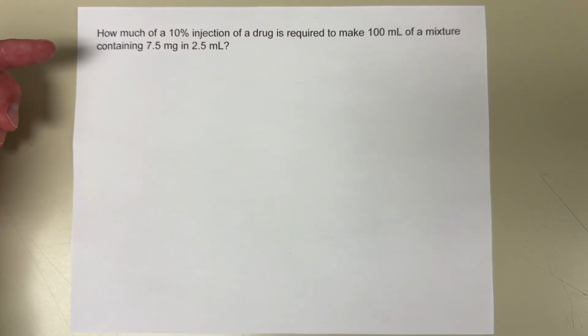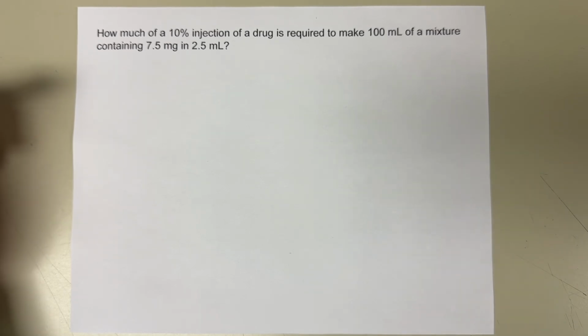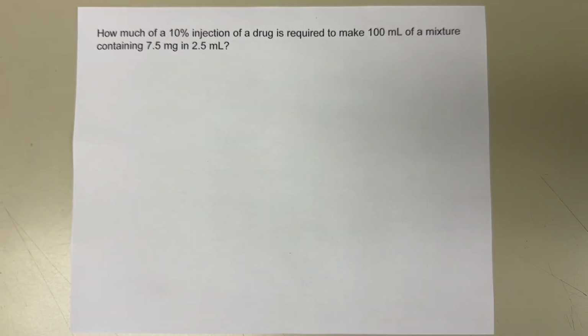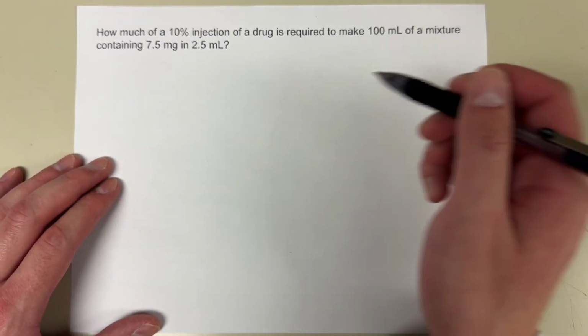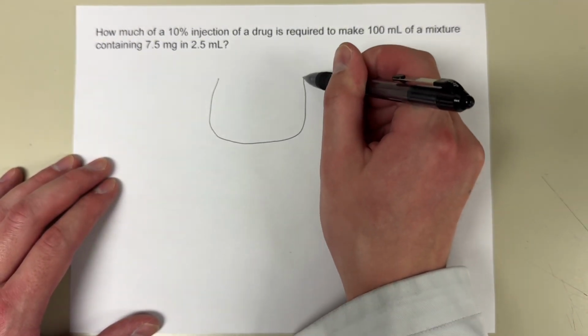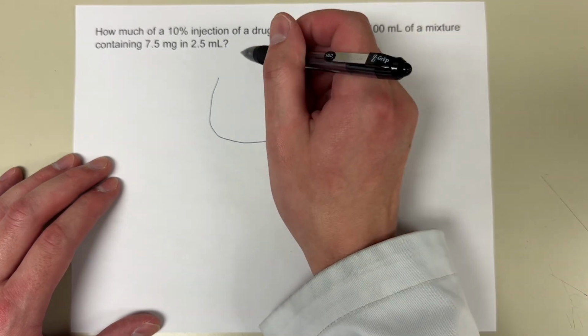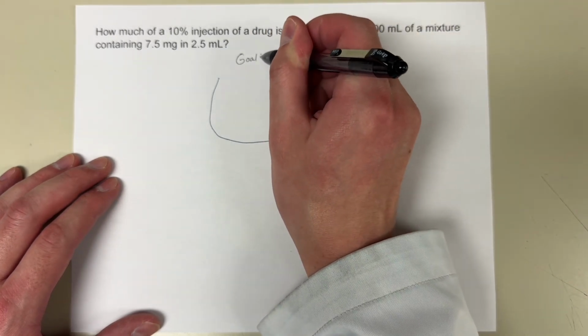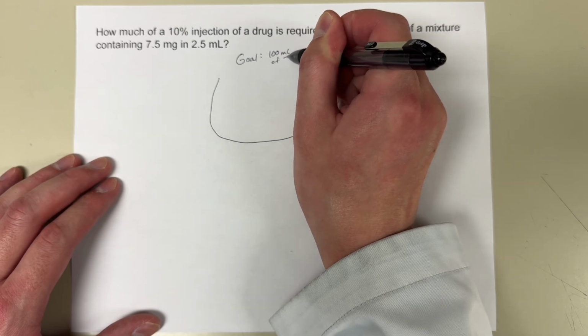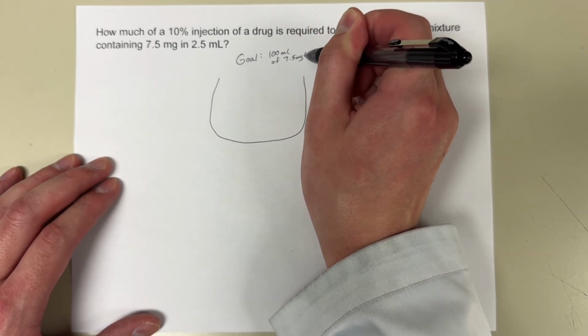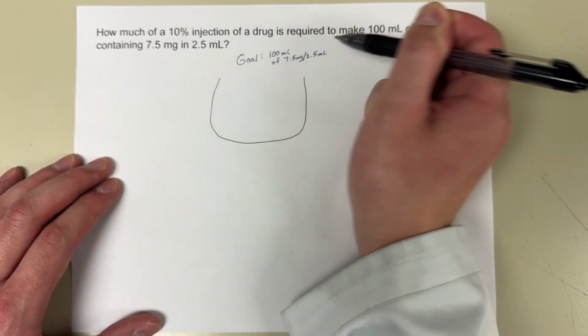How much of a 10% injection of a drug is required to make 100 milliliters of a mixture containing 7.5 milligrams in 2.5 milliliters? So I'm going to draw a pictorial diagram to help you understand what this is. I have an empty container here, and our goal in this container is to make 100 milliliters of 7.5 milligram per 2.5 milliliter as a concentration.